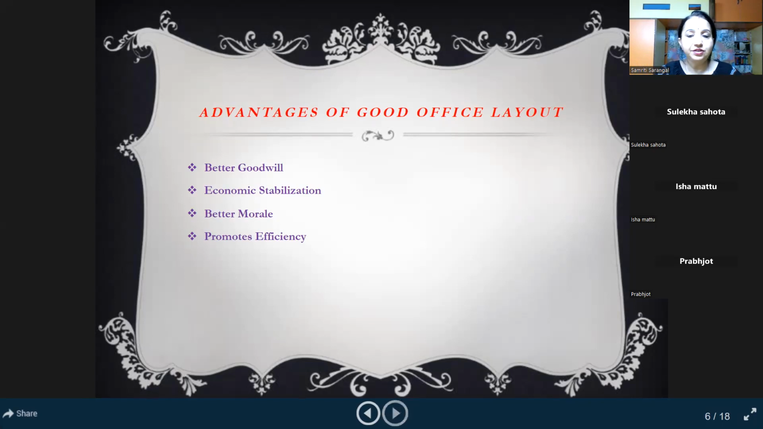So your efficiency level will also increase if you are sitting in a good office mode. Then definitely your efficiency will be increased. Reduction in the cost of office maintenance.